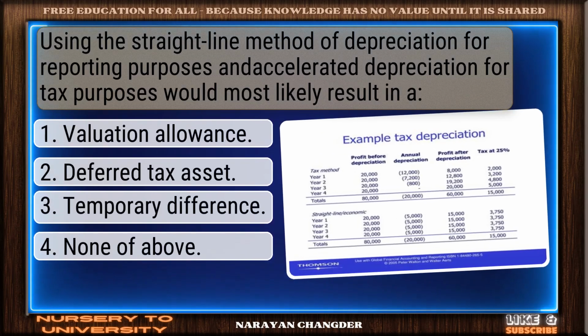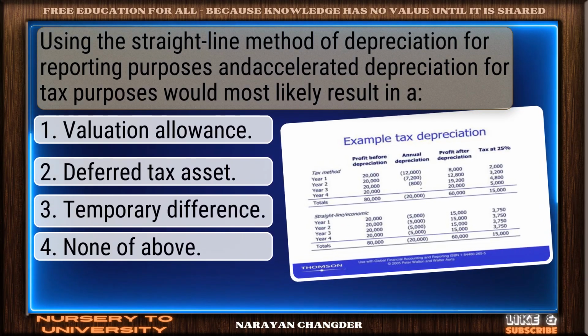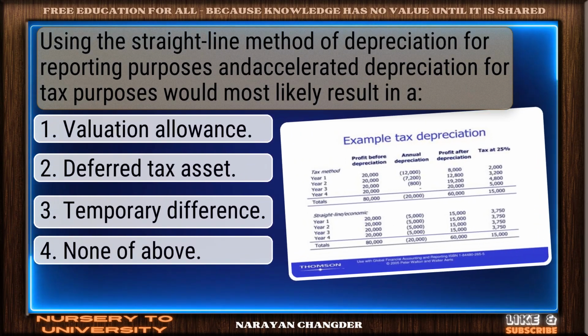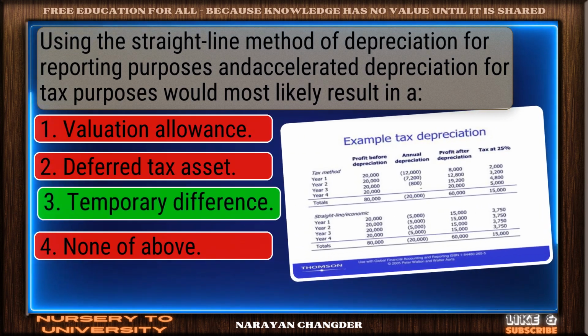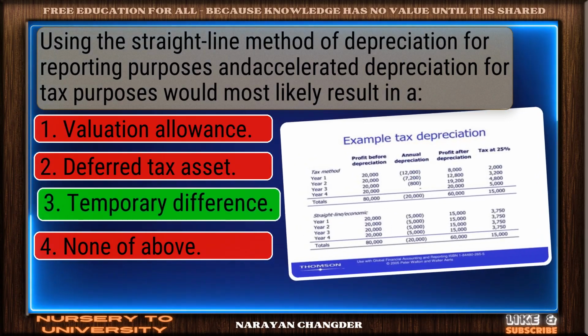Using the straight line method of depreciation for reporting purposes and accelerated depreciation for tax purposes would most likely result in... Excellent. Temporary difference is a brilliant choice.